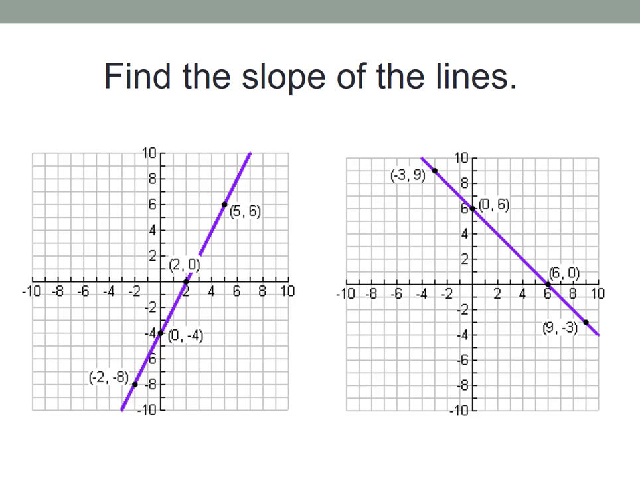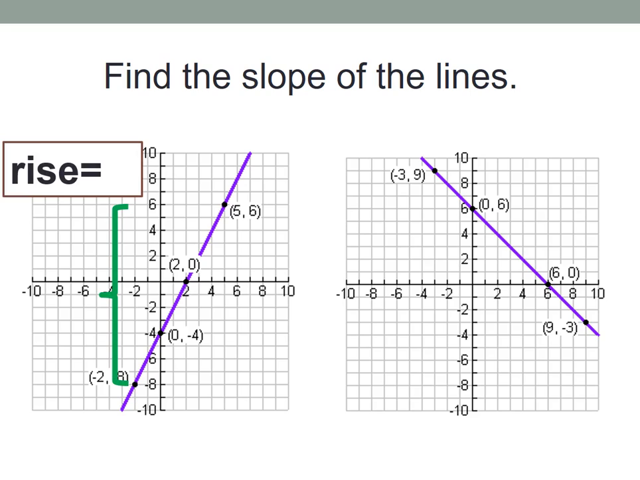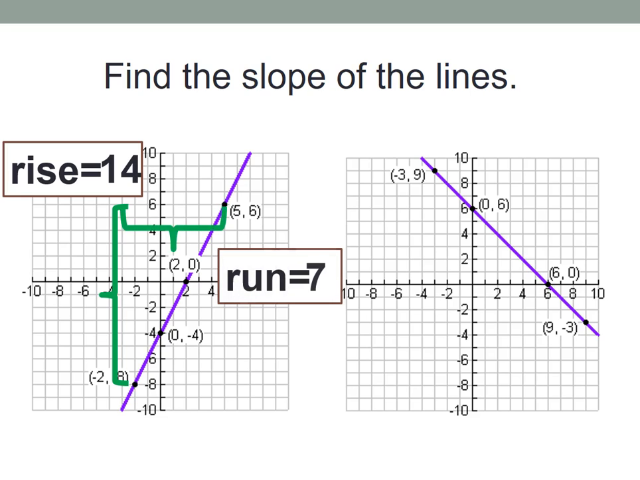So let's find the slope of these 2 lines. I gave you 2 points, those black dots. I gave you actually more than 2 points. I gave you 4 points. Let's choose 2 of them. And we'll take our rise here. We're going to go from the bottom point all the way to the top point. And our rise is 14. And our run is 7.